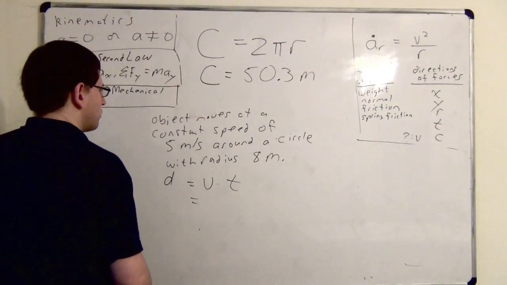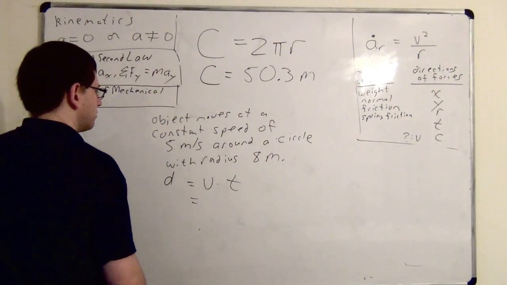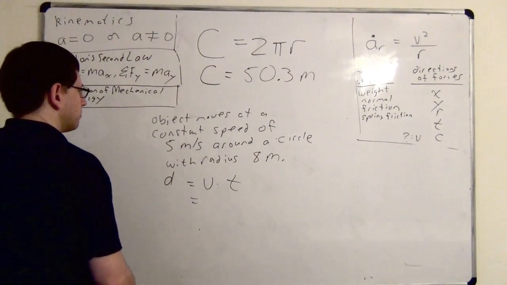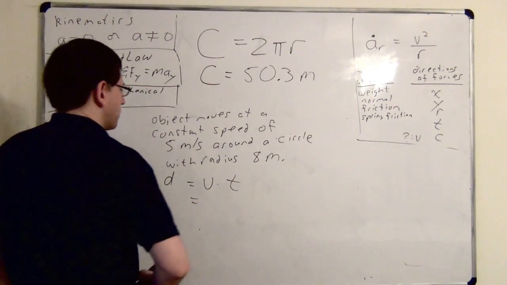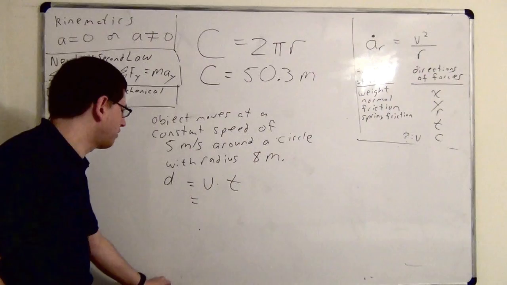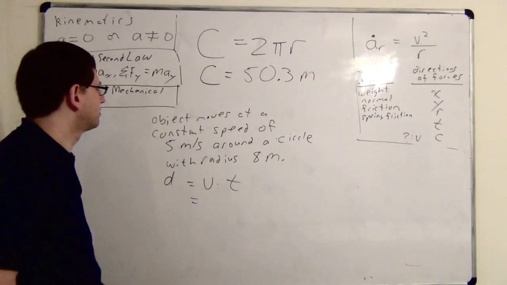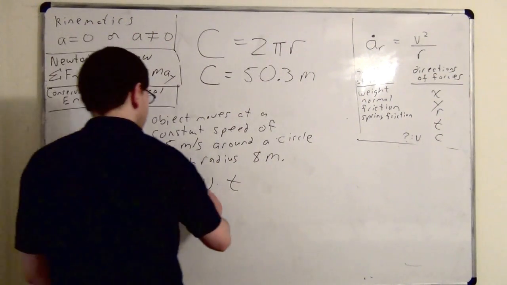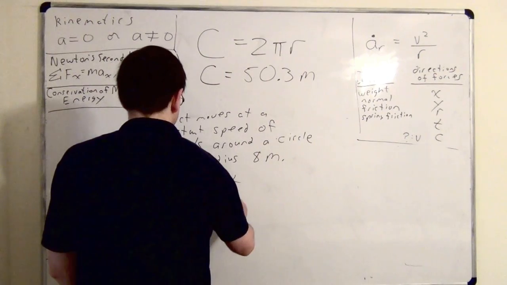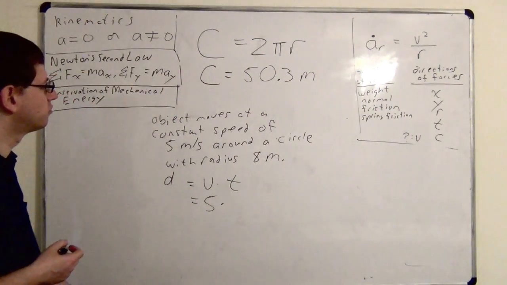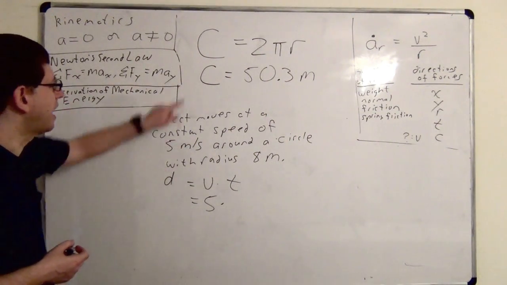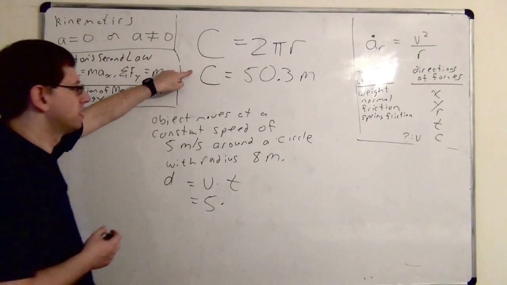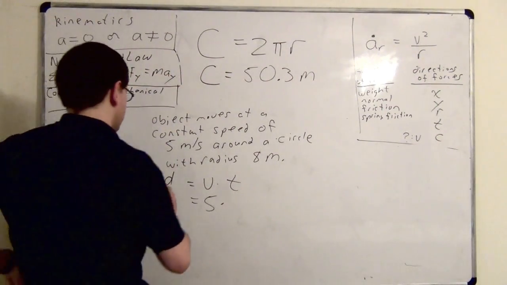What's the question asking us for? Distance. I guess I didn't quite give you a question, but what can we figure out? Well, what can we plug into this equation? Plug in the velocity. What's that? 5 meters per second. Anything else we can plug in? Distance is 50.3 meters. That's the reason we figured out the circumference here. This is the distance.